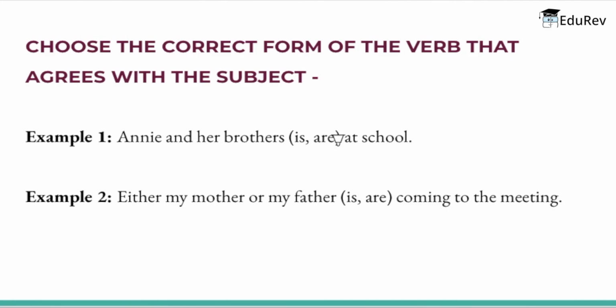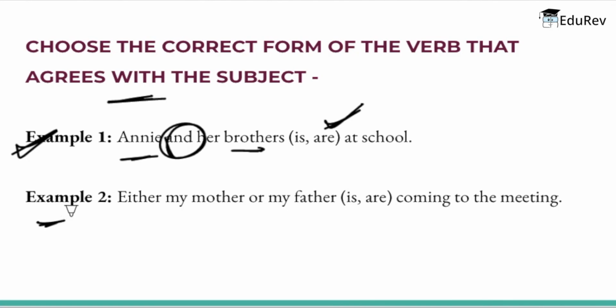So question number 1 states what? First of all, the rules, that is we need to choose a correct form of the verb that agrees with the subject. So what is example number 1? Example number 1 states that Annie and her brother is or are at the school. So what is it going to be? We have two people joined with and, so it's going to be are. Correct?